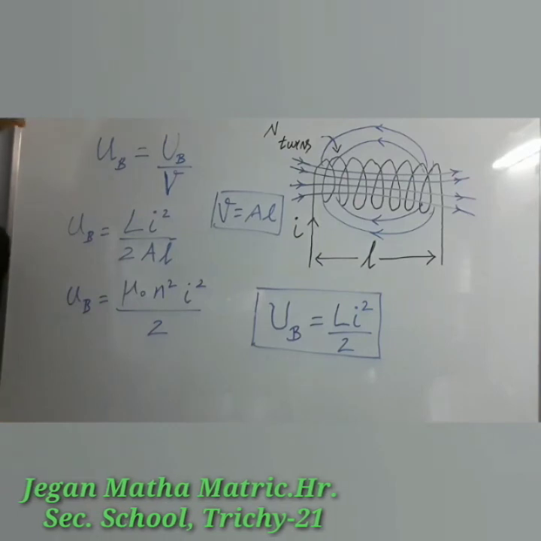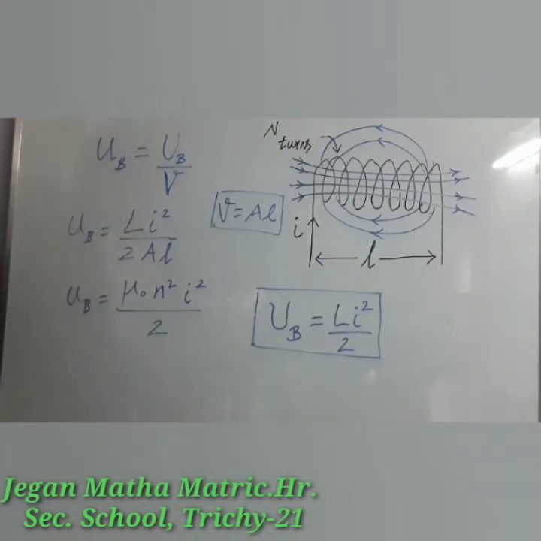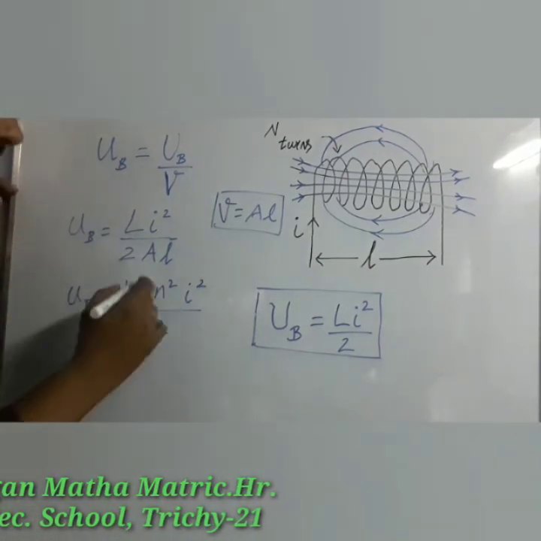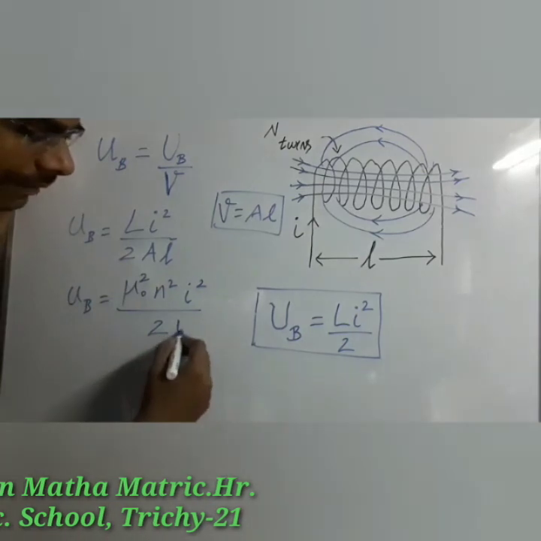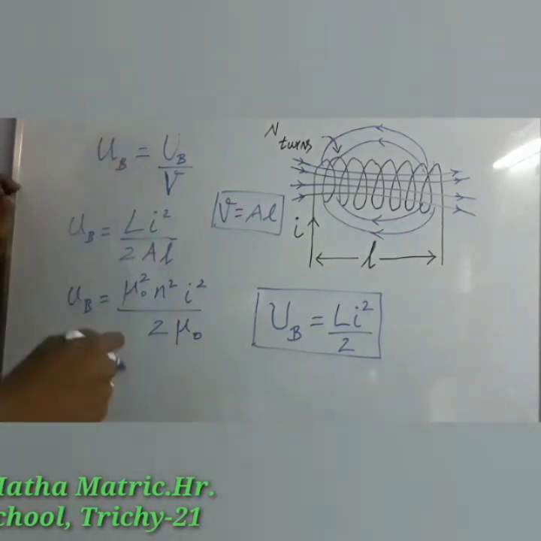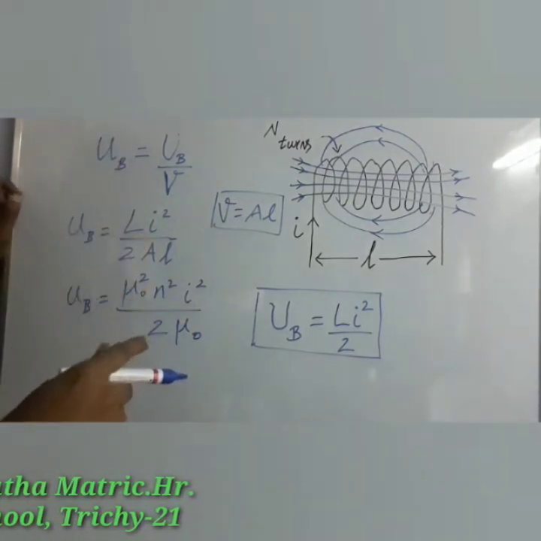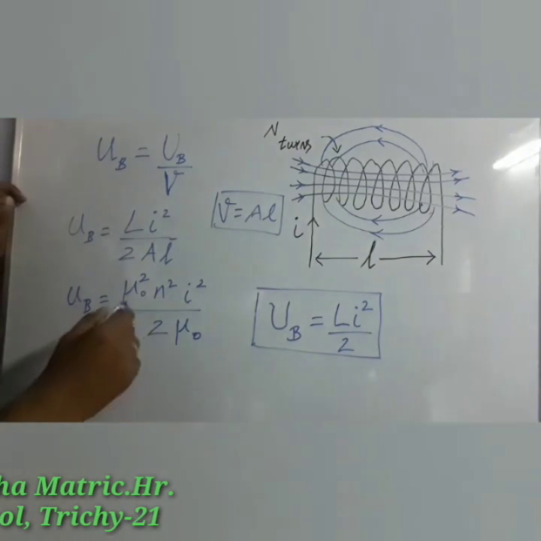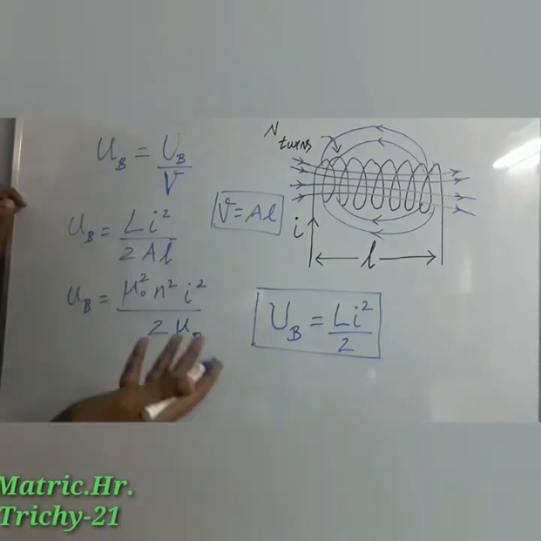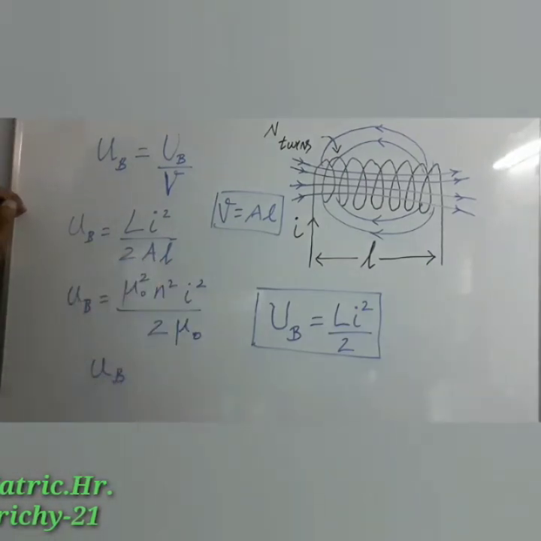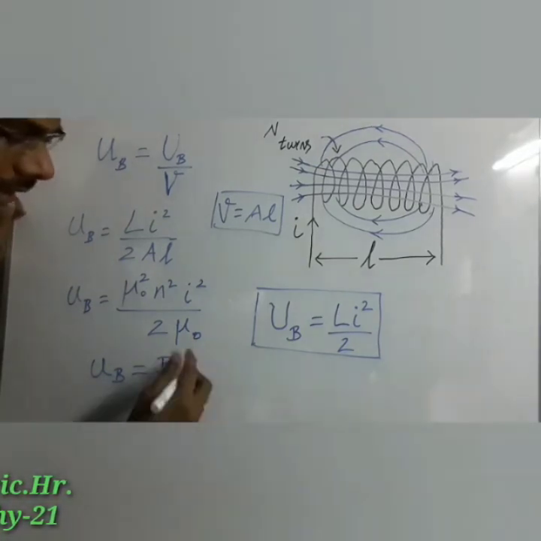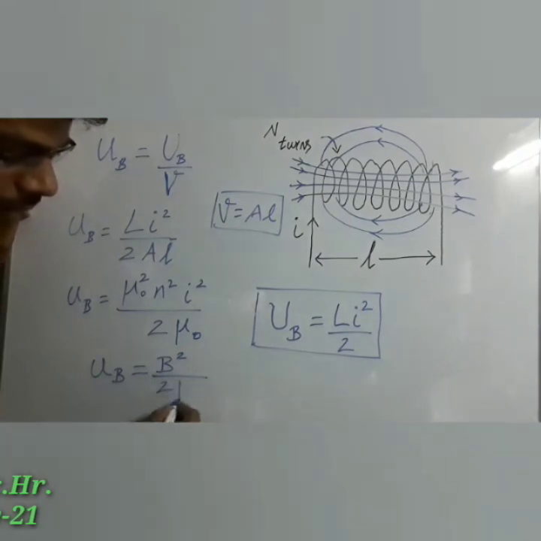In this new expression, in both the denominator and numerator, I am going to multiply by the permeability of free space, mu naught. So in the numerator I multiply mu naught into mu naught square, and in the denominator I multiply mu naught. Here you can see in the first equation of this video, the magnetic field inside the solenoid we have written is mu naught N I. For that expression we have taken the square. So this can be written, referring to the first equation, as B square divided by 2 mu naught.